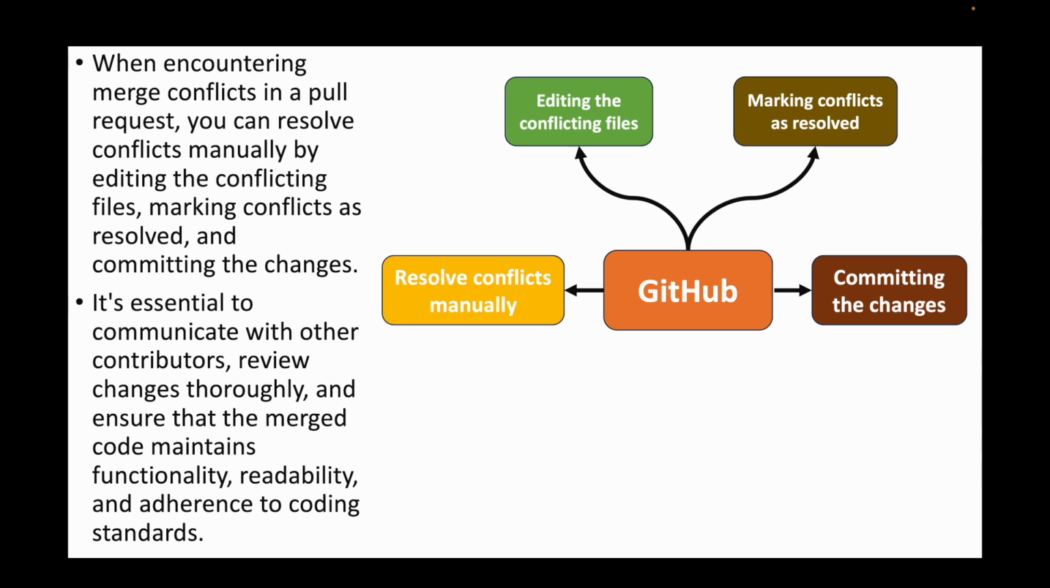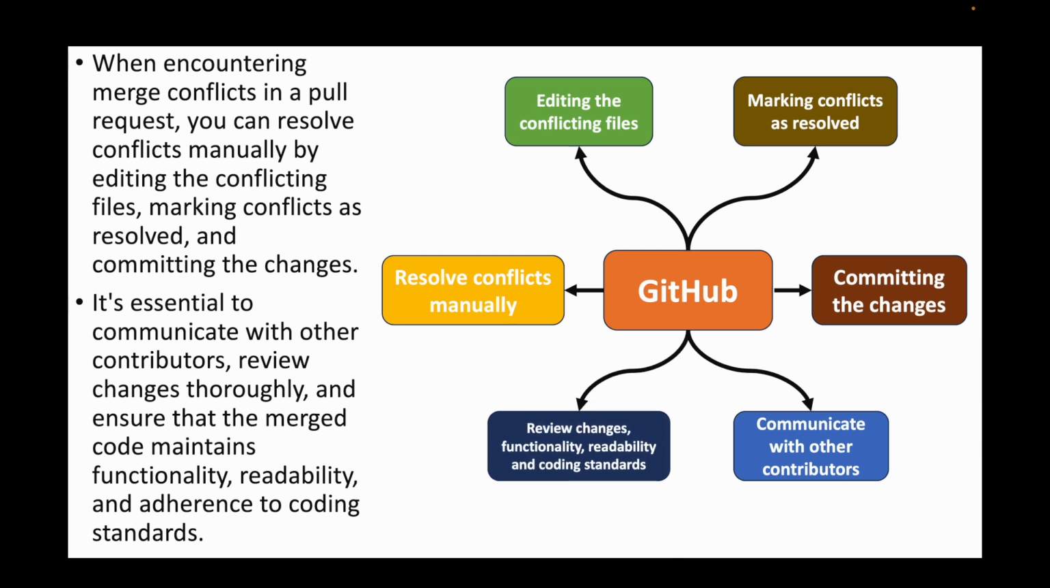Now, it's very essential that we communicate with other contributors, review the changes thoroughly, and also ensure that the merged code maintains the functionality, the readability, and also adheres to the coding standards. So, whenever we are resolving a conflict, we need to make sure we communicate with the other contributors as well, telling them, hey, I have resolved this conflict, and also ask them to review the changes thoroughly.